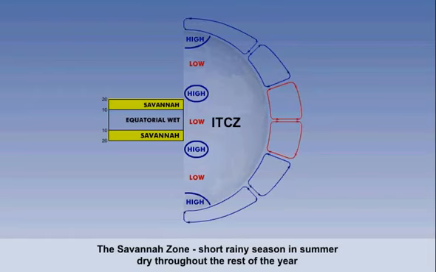This zone is highly dependent on the transitional rains, and if they don't come one year, then the region will experience severe drought with no rain for over a 20-month period. Ethiopia and Sudan are examples of countries found within the savanna zone.